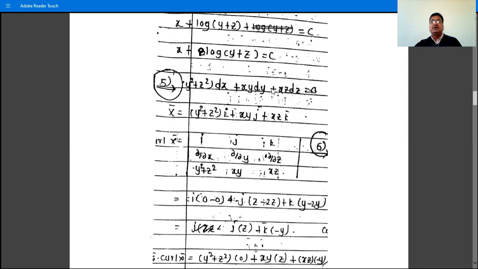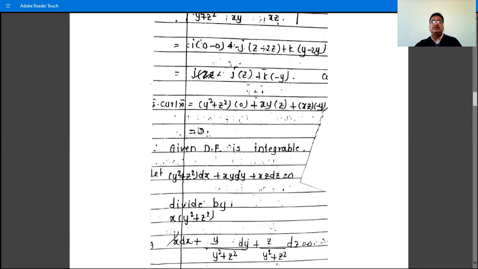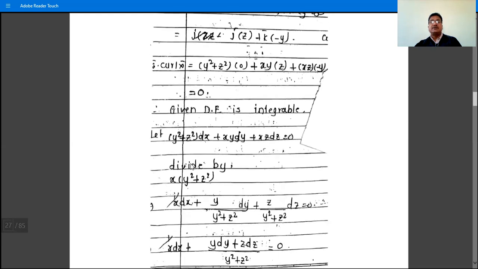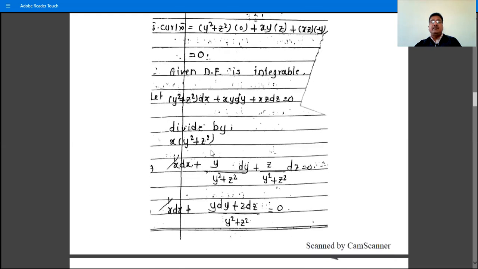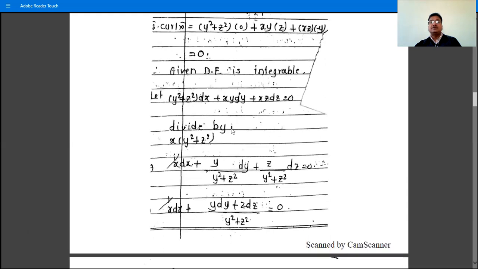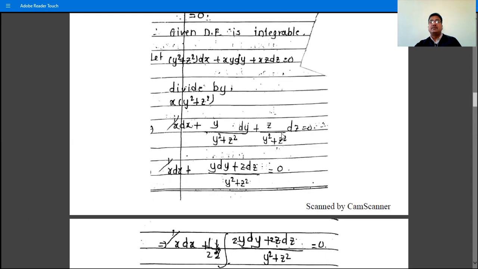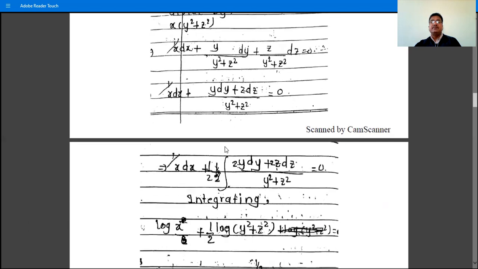Similarly, this is the example. Find X bar, then X bar dot curl X bar is equal to 0, and therefore the given differential equation is integrable. So dividing by x(y² + z²), we have 1/x dx + y/(y² + z²) dy + z/(y² + z²) dz = 0. Then it is one variable separable again. The x variable is separated, and then y² + z² as LCM. If we differentiate y² + z², it is 2y dy + 2z dz.